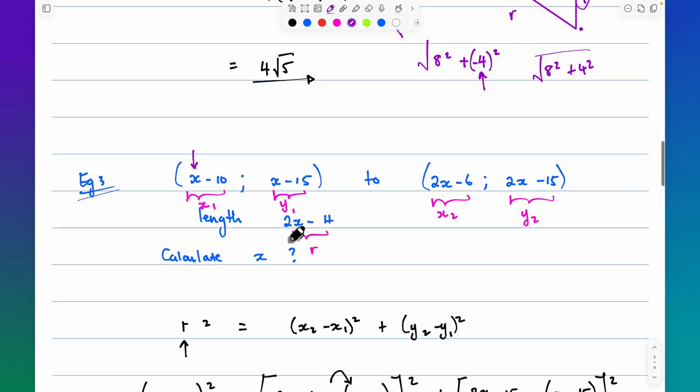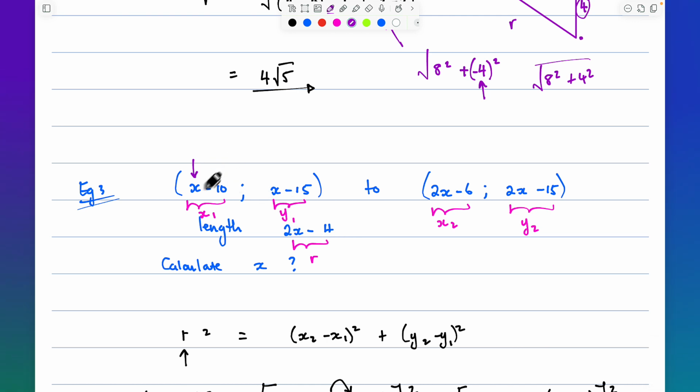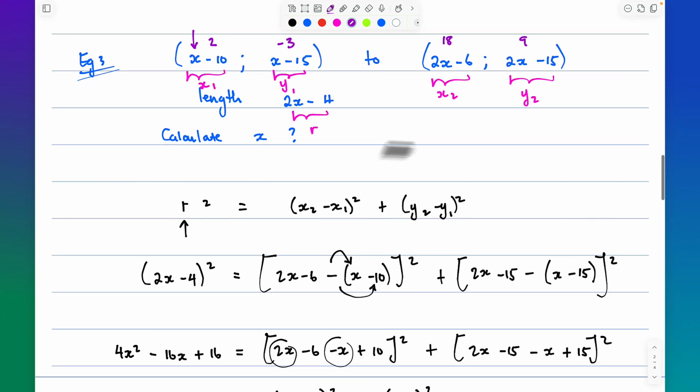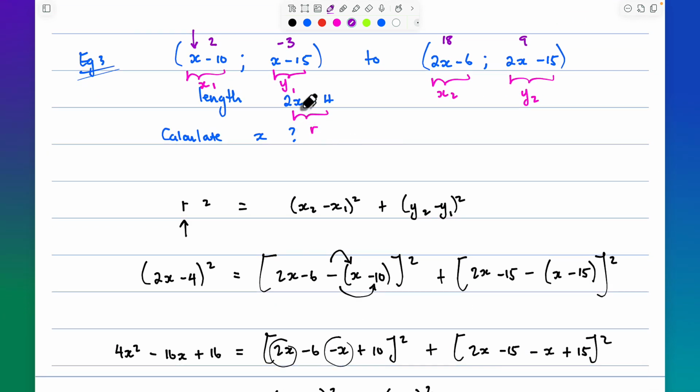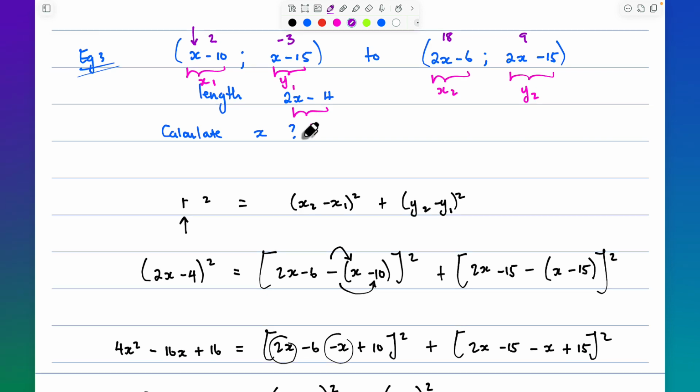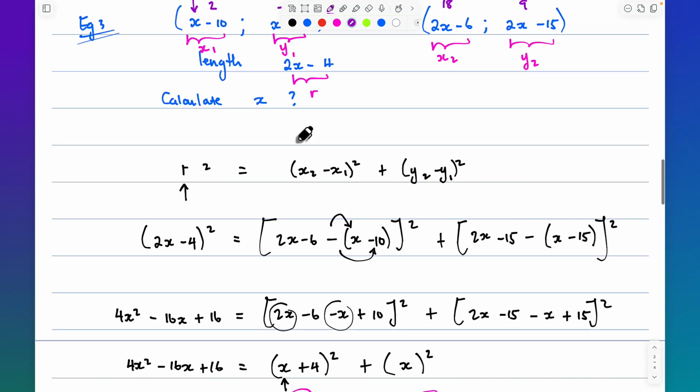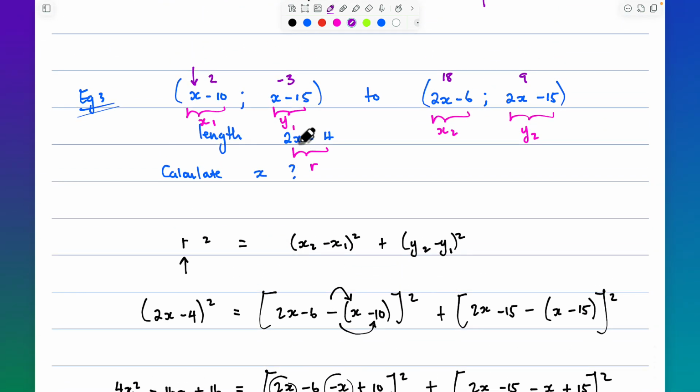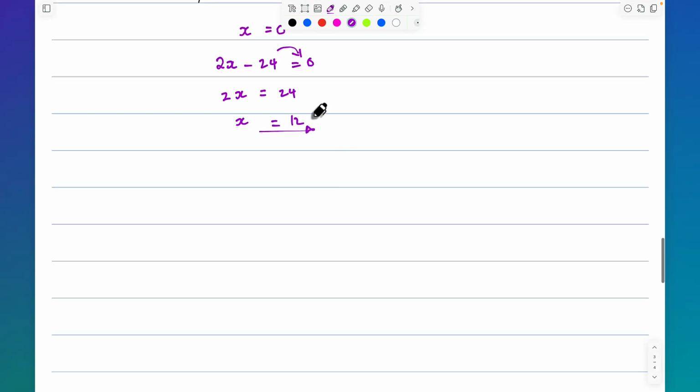Right, now let's see if that one works, right? So if x is equal to 12, this means this x value is going to be 12 minus 10, which is 2. This one becomes 12 minus 15, which is negative 3. This becomes 2 times 12, which is 24, minus 6, this is 18. 24 minus 15 is 9. And then this length is 2 times x, which is 2 times 12. I'm losing track of the numbers. 2 times 12, which is 24, minus 4, that gives you an R of 20. So this works. So this is fine.